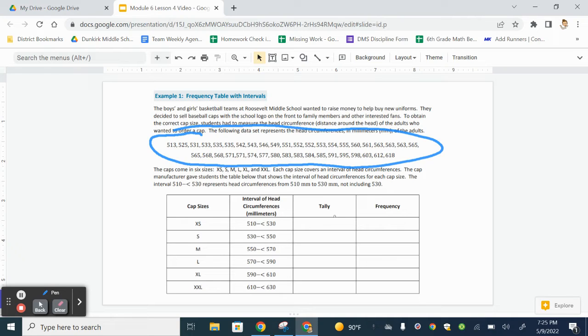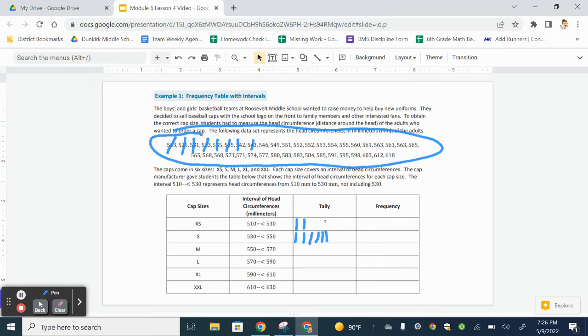So the best thing that you should do is go through individually and tally these off. So let's look at the first one, 513. I'm going to cross it off. That will fall here in between 510 and less than 530. So I'm going to put a tally there. 525. It's going to fall in the same one because it's less than 530. 531 will fall here because it's greater than 530. 533 here again. 535. 535. 542 still falls there.